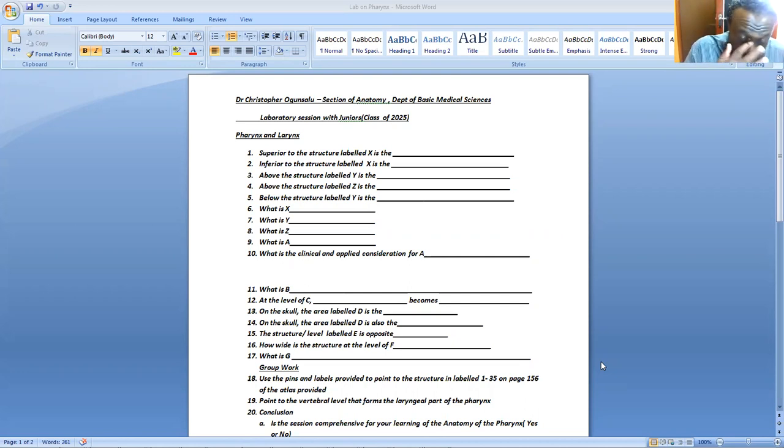Now, this is to consolidate the knowledge that you have acquired from the lecture that I gave you, and also the knowledge you have acquired from answering the multiple choice question, and also the knowledge that you might have acquired from making a reference to the literature or to Gray's Anatomy preferably, like I told you.